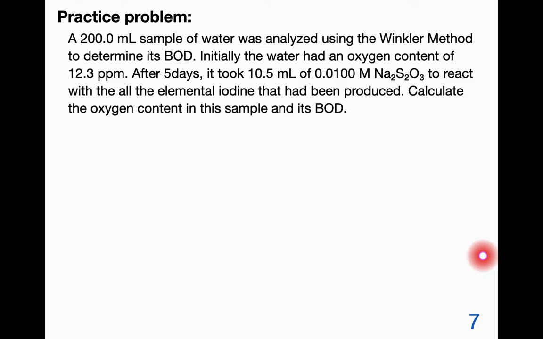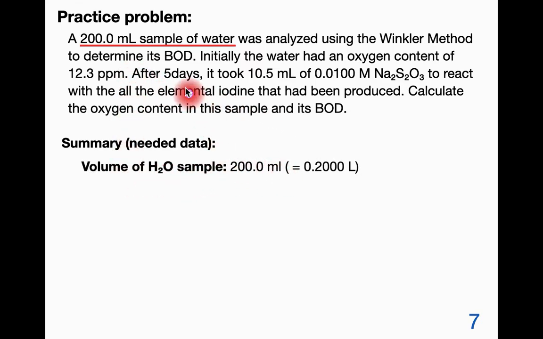Okay, so there's a lot there. Let's unpack it. So summary, this will be from all of that. This is what you need. You need to know that you had a 200 milliliter sample of water, and we can convert that to liters right now, so 0.2000 liters. Okay, we need to know the initial oxygen content, which was 12.3 parts per million.